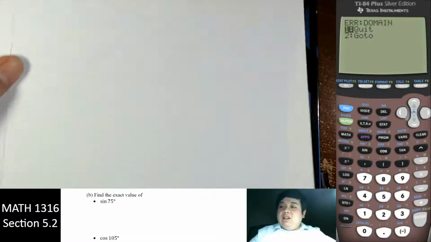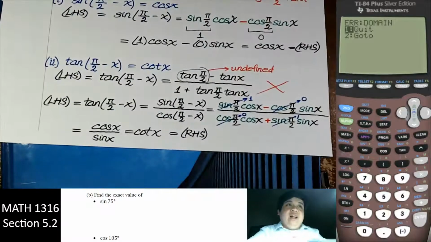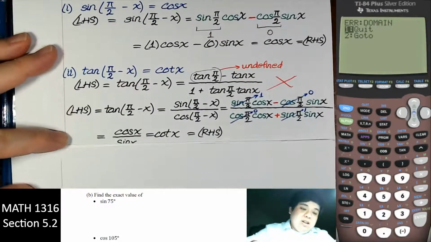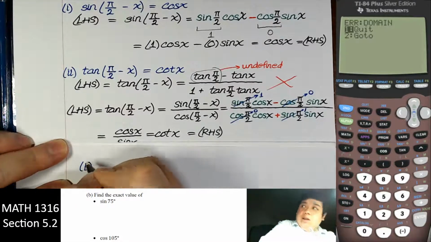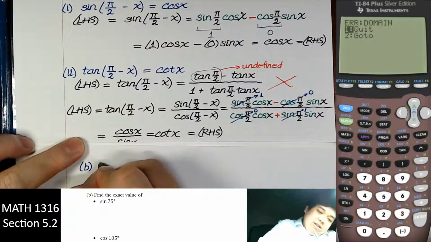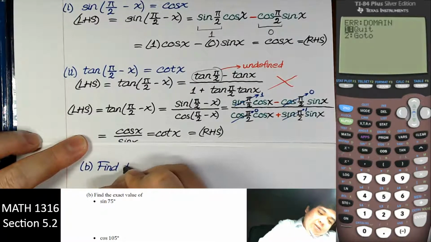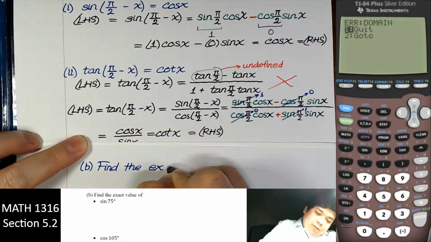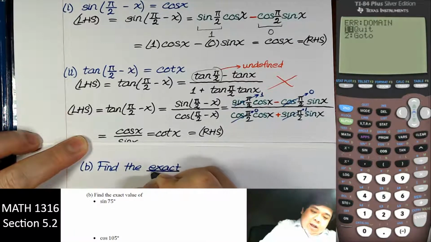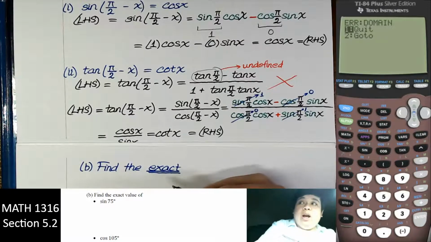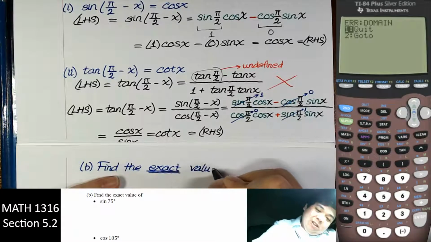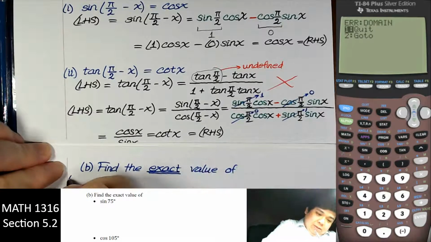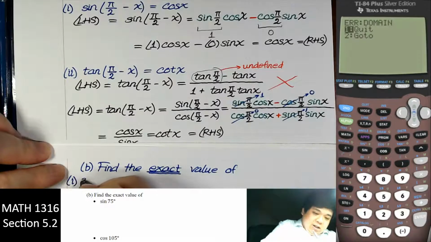So normally we can prove the identities. We can do a lot of things. B. Find the exact values of sine of 75 degrees. Exact meaning that we're not going to use the calculator and get a decimal number.